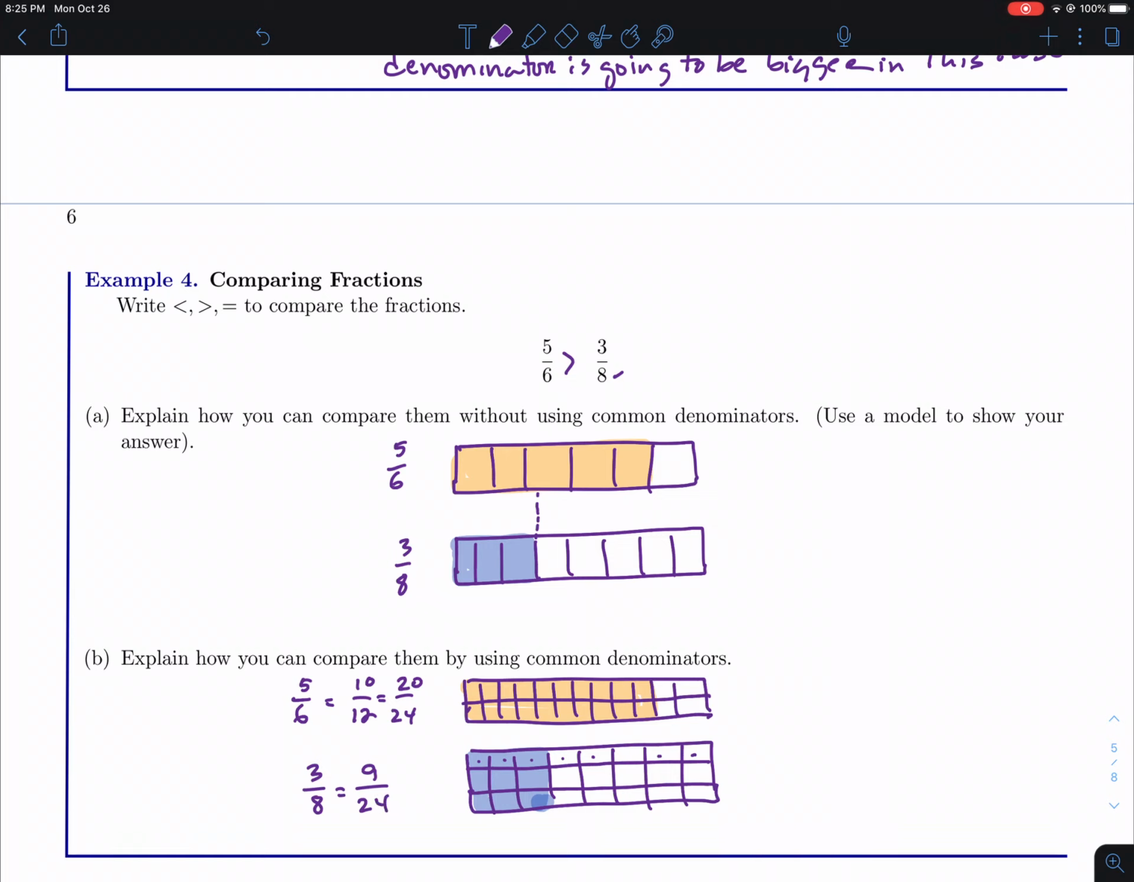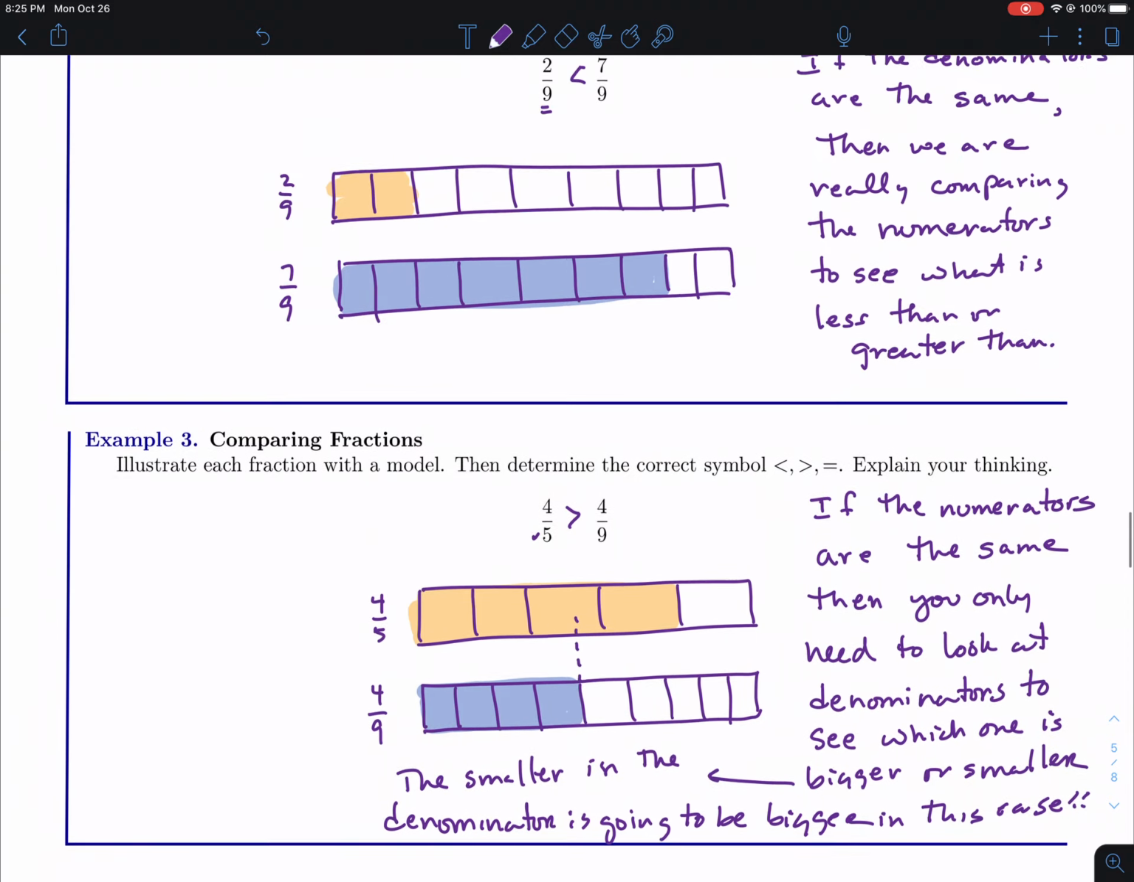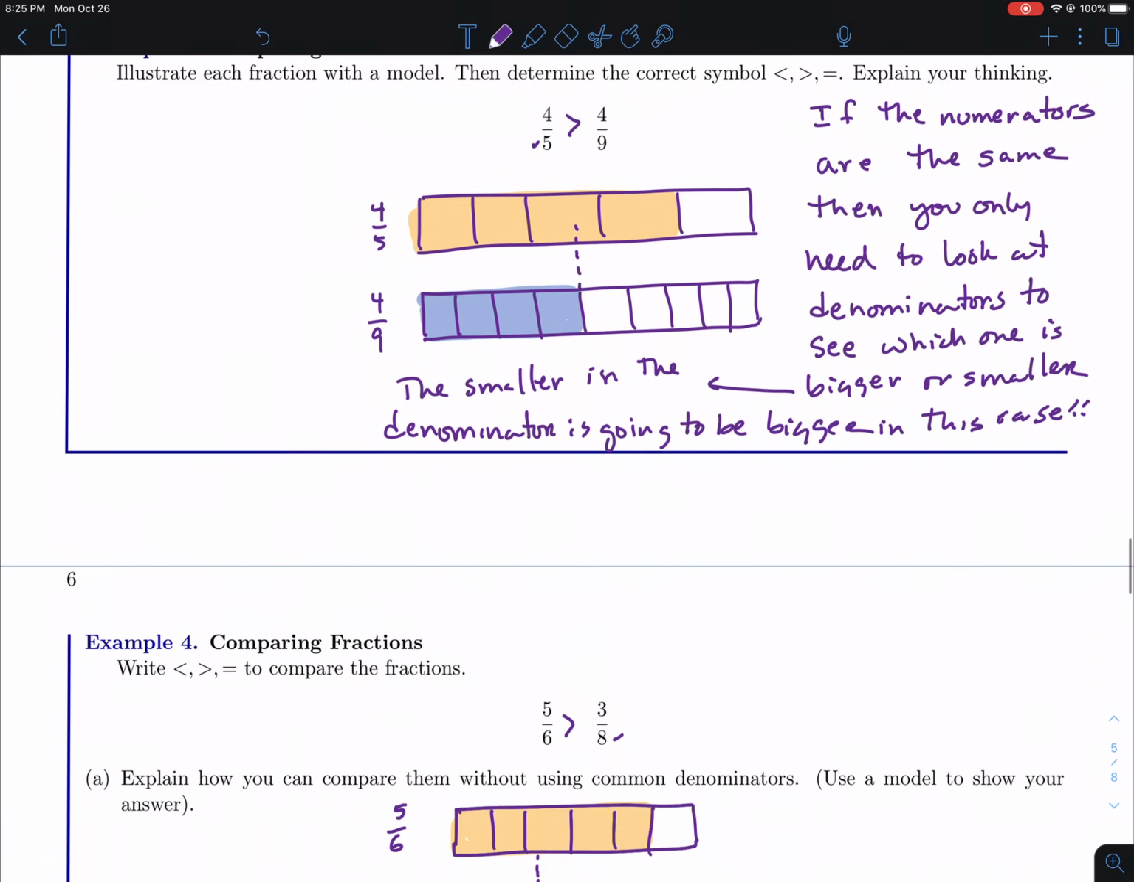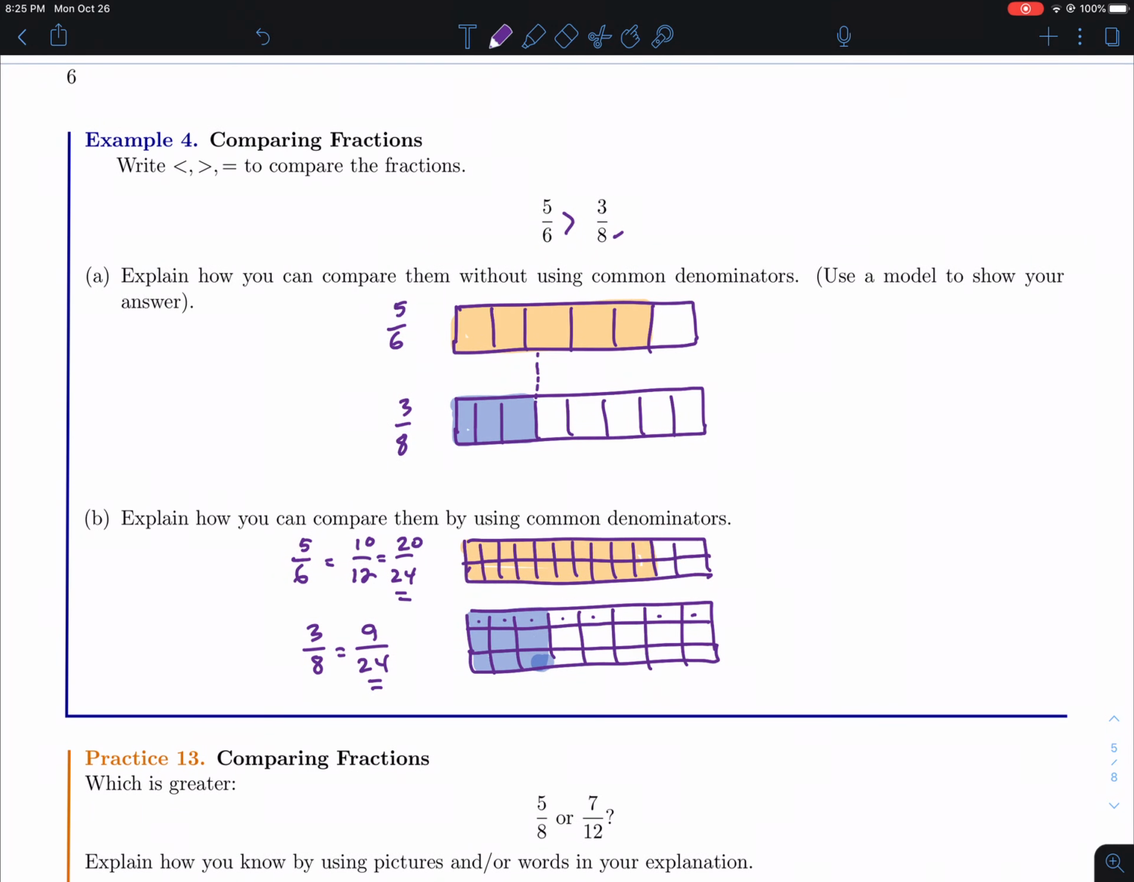So now that I've got them that way, I've got the same denominator. So my rule from above applies. If you happen to remember example 2's rule, we really only have to look at the numerators. And I can see that 9 is much smaller than 20, or 20 is bigger than 9. So that tells me that my original 5 over 6 is greater than my original 3 over 8. So that's how we can use a common denominator. Basically, start off with your same model and start subdividing it so that you can get a common denominator.